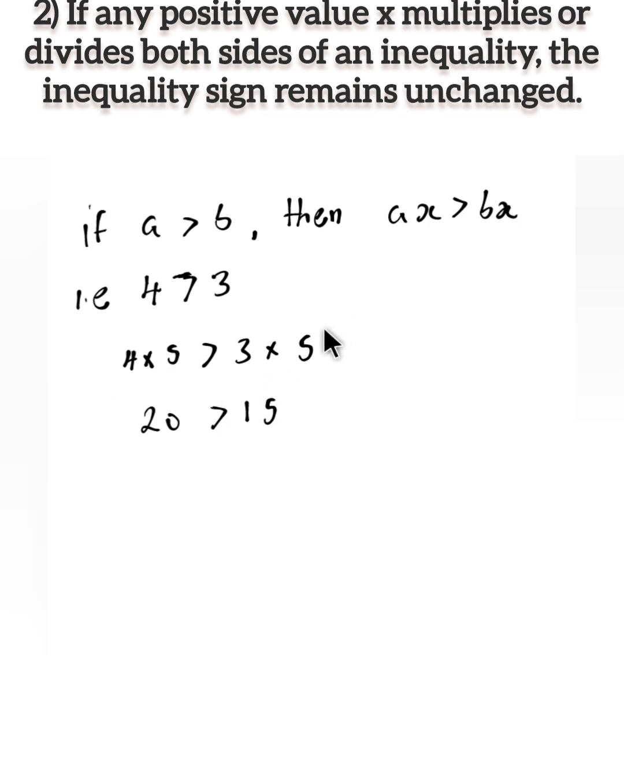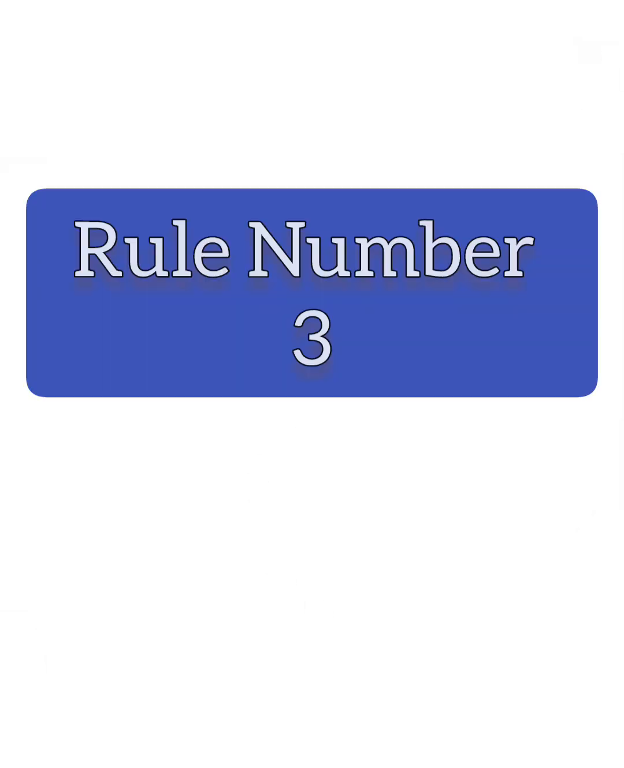So what if we decide to divide? Now consider another example, which is 6 less than 8. Now if we decide to divide both numbers by 2, will this sign hold? This is 3 is less than 4, which is also correct. So if we are multiplying or dividing by a positive number, the sign remains the same. Now let's proceed to the third rule.